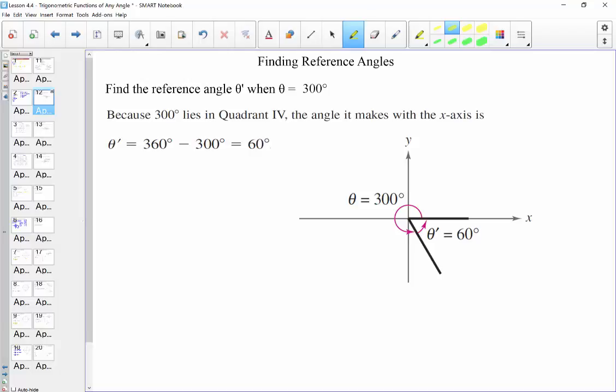In this example, we're to find the reference angle theta prime when theta equals 300 degrees. If we look at the diagram below, we can see that 300 degrees lies in quadrant 4. Therefore, to find the reference angle theta prime, we need to subtract 300 degrees from 360 degrees. The result, 60 degrees, is our angle theta prime. Theta prime is represented here on the diagram.